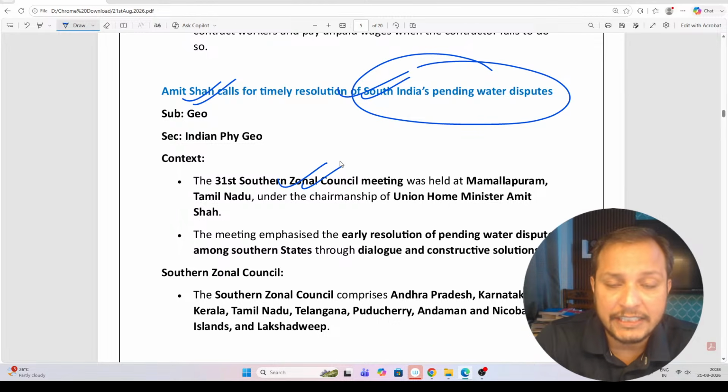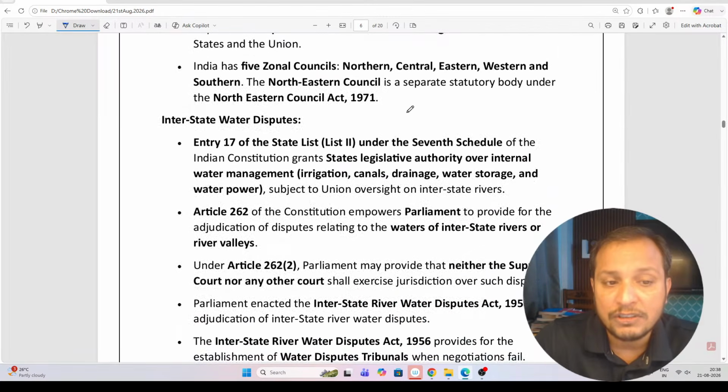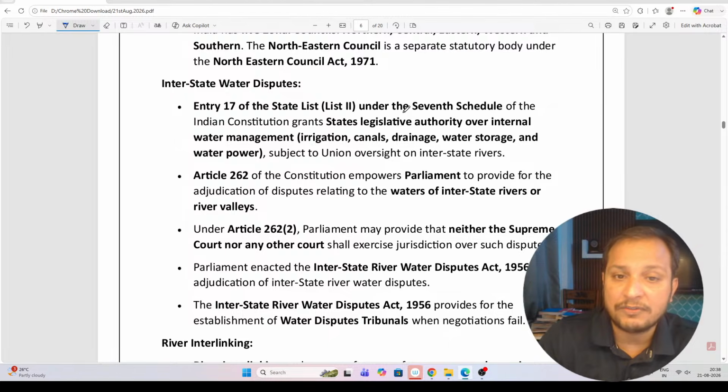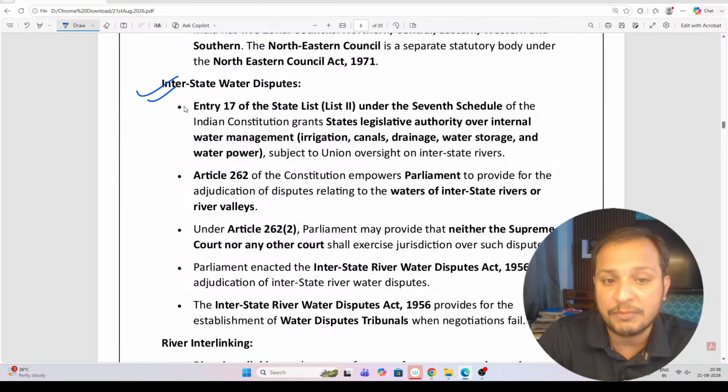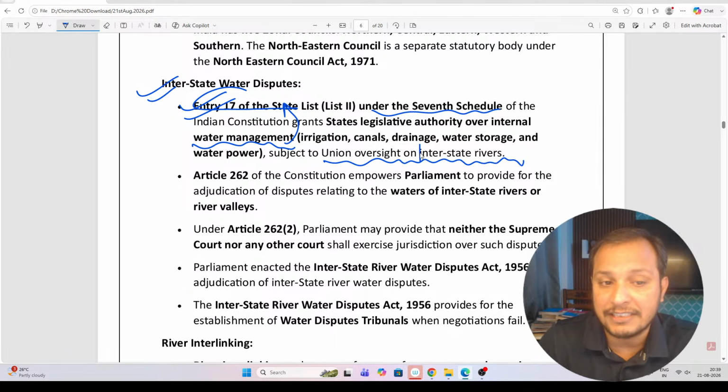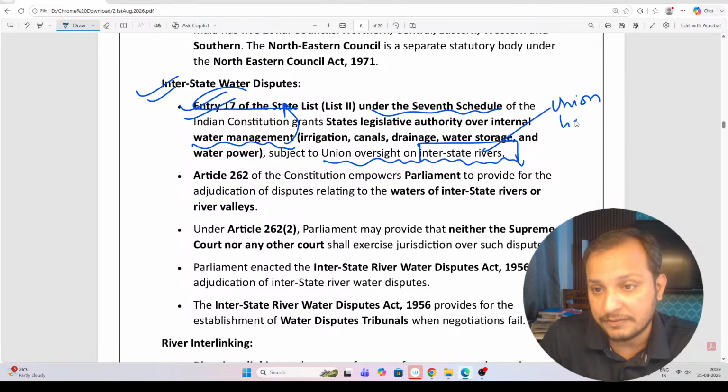So guys, we need to prepare the constitutional provisions related to water disputes. First of all, we must appreciate that water is mentioned in the state list. Entry 17 of the state list mentions water, meaning water management is with the state, subject to union oversight on interstate rivers. Interstate rivers are under the union list. This is very important.